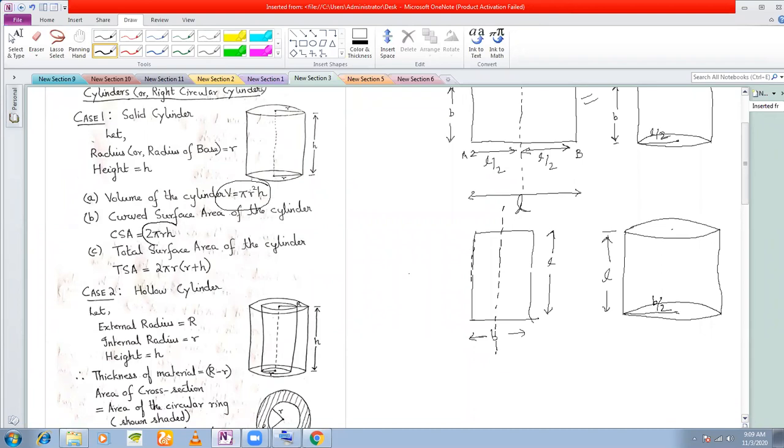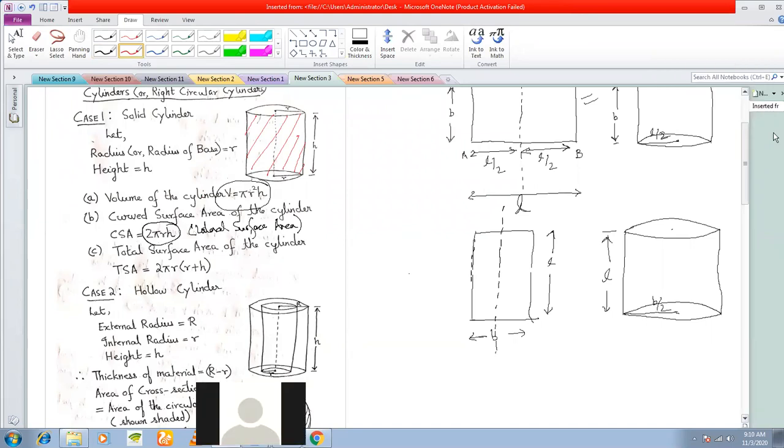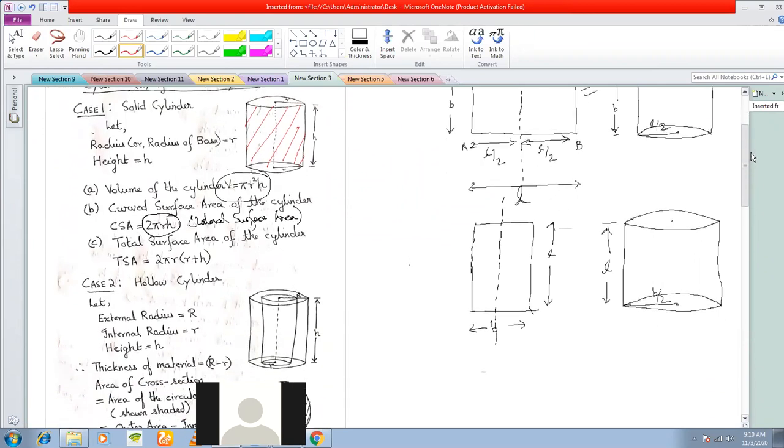Curved surface area is also called the lateral surface area. Whether you call it curved surface area or lateral surface area, it means the same thing. Now, what do you mean by the lateral surface area? Lateral surface area means apart from the two circles that are on top and below, only this part of the cylinder, the rounded part of the cylinder. That is the curved surface area of the cylinder.